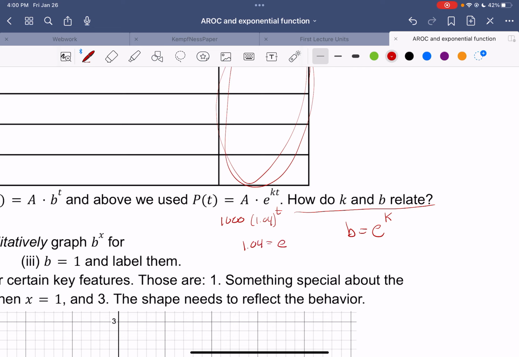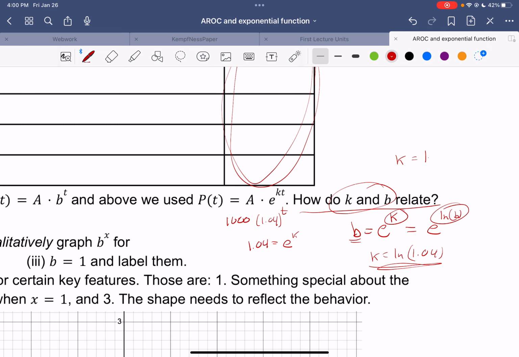So 1.04, that's equal to e to some number, okay? And what is that number? K is the natural log of 1.04, okay? So whatever your calculator says, that is what it is. And the way to go between the two is, so this is going to look a little silly, but b is the same thing as e to the natural log of b, okay? And so it turns out that this is what's often called k. So how do k and b relate? K is the natural log of b. This relationship and this relationship are the same relationship. It's just whether it's an exponential form or log form, okay?